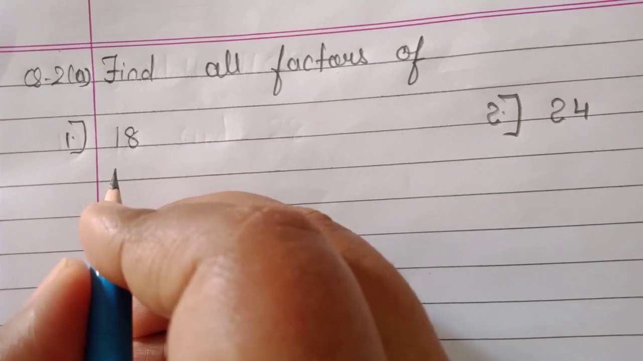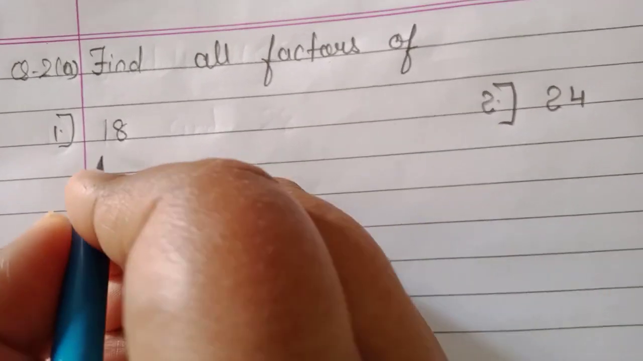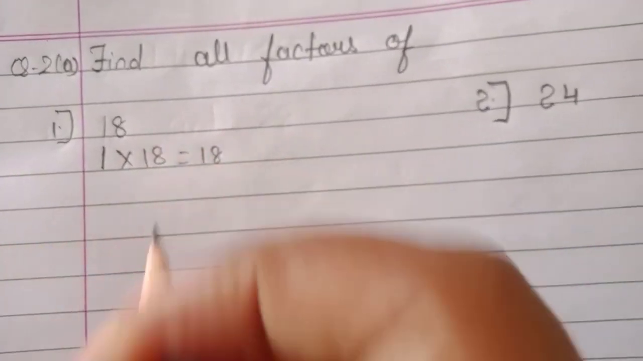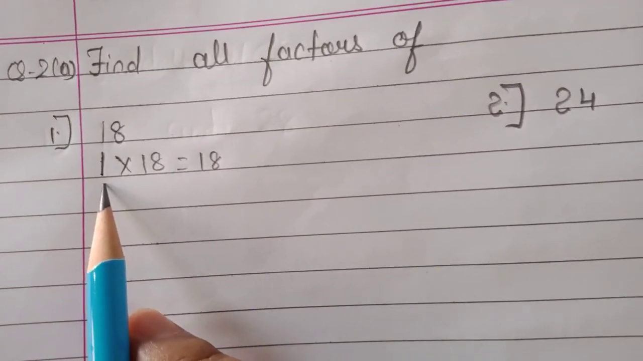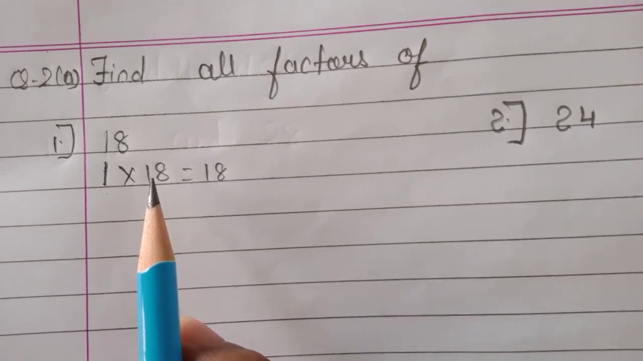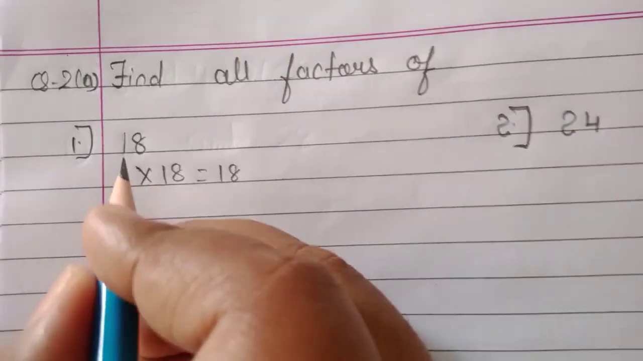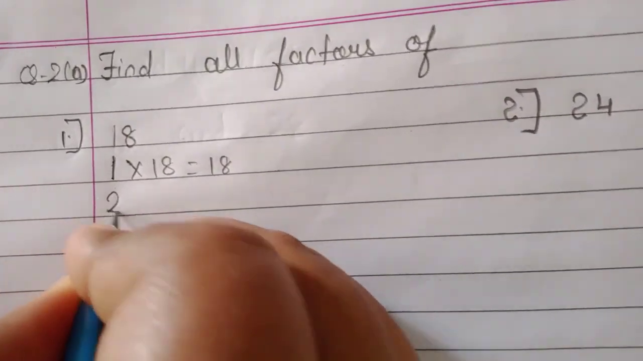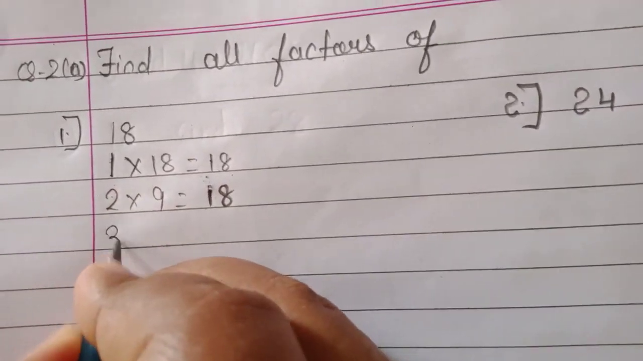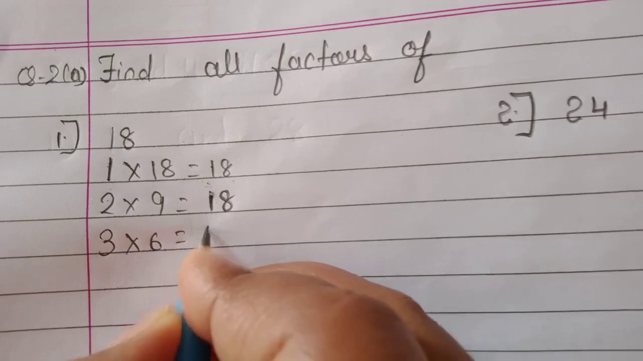1 is a factor of every number. So we will write 1 18s are 18. First of all you have to write the 1 table. In the 1 table all numbers will come. So 1 is a factor of every number. Then in the 2 table, will 18 come? Yes, 2 9s are 18. Then in the 3 table, 3 6s are 18.